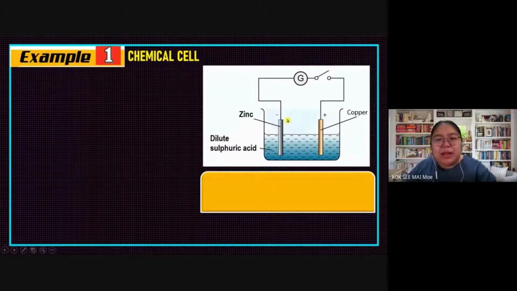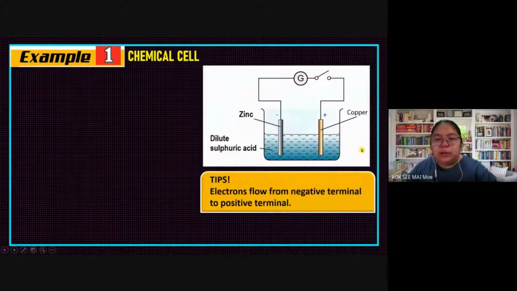So zinc becomes the negative terminal, agree? So the copper is the positive terminal. From here, zinc will donate the electrons. This one uses a galvanometer. A galvanometer is also one of the things to test for current or no current. They just want to test only, they don't want to read. So from here, tip number 1: you need to know that electrons flow from the negative terminal to the positive terminal. The electrons must start from the negative and go to the positive.